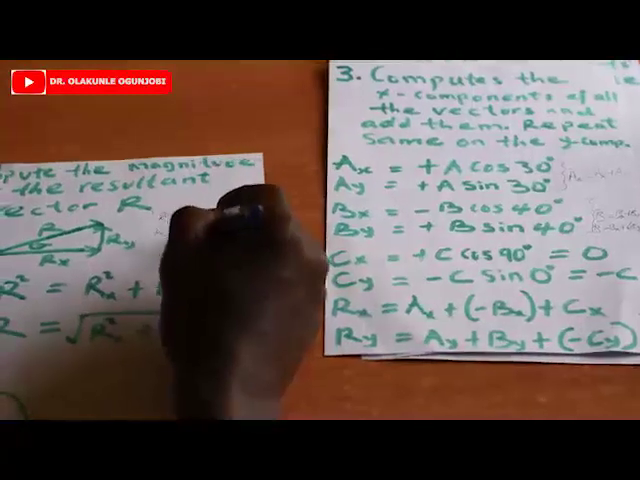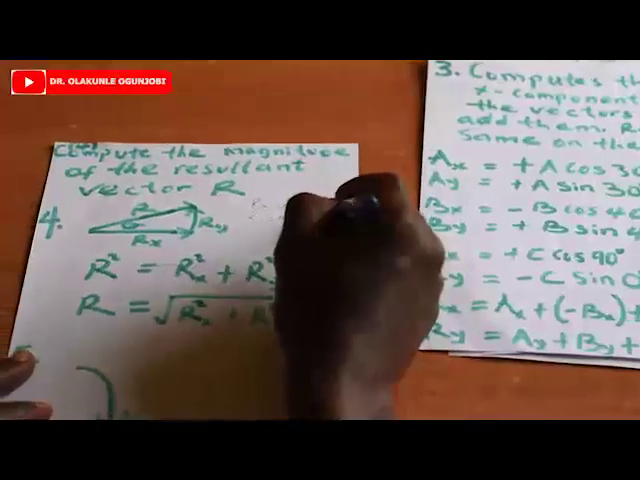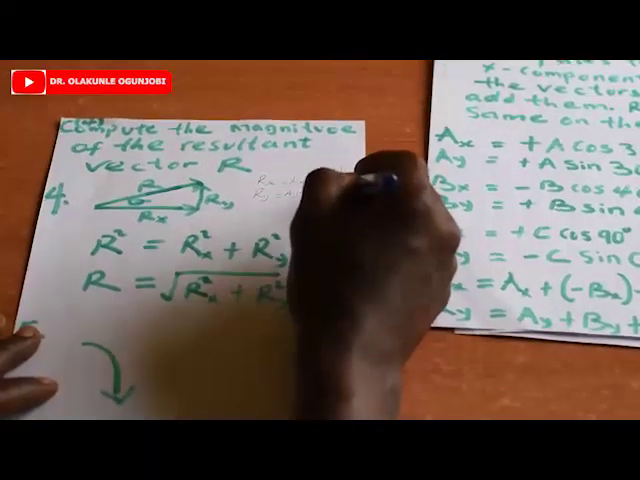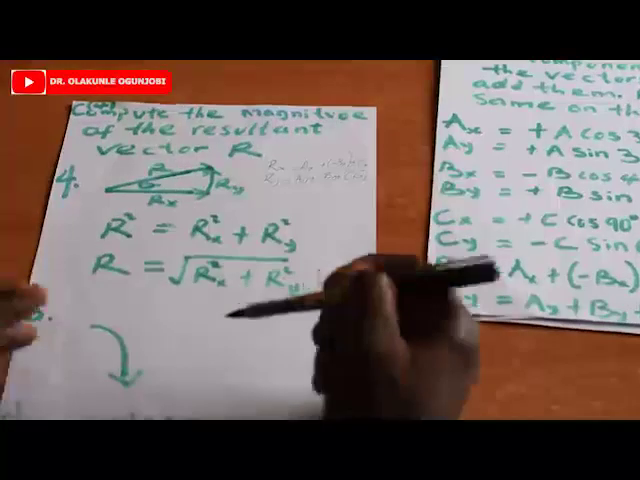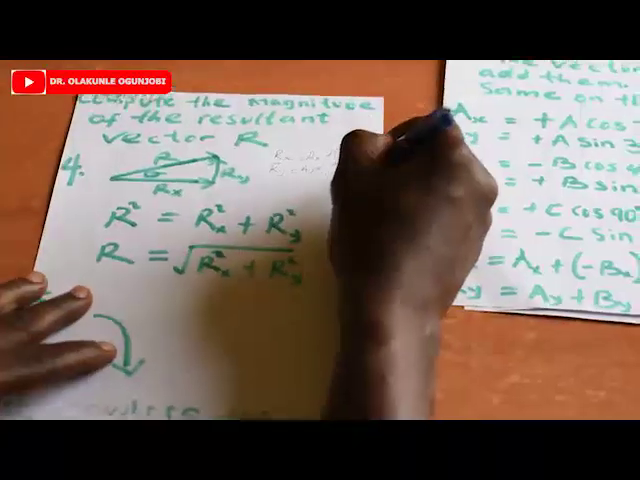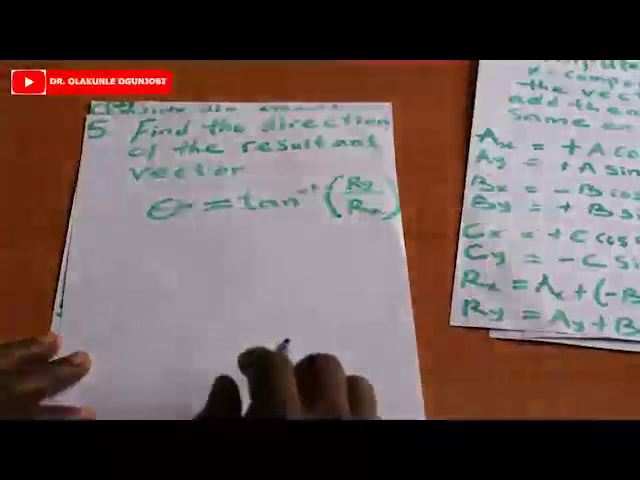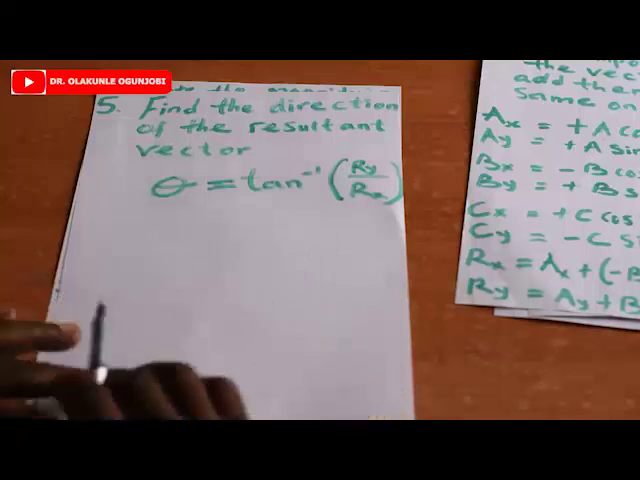Your Ay plus what? By. In this case, now you have plus minus Cy. You know why? Because it's at the negative y axis. Okay? Cy. So, okay, let's not mix it up. So, the direction of the resultant vector, that's the fifth thing to do.